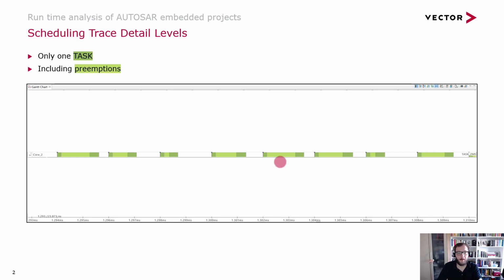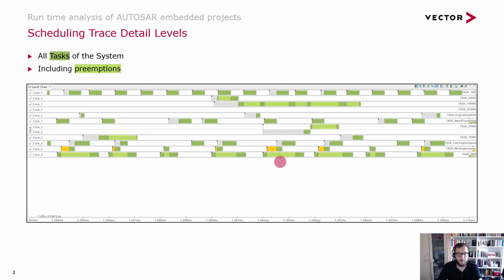Here in the next picture, you're able to see that we have not only recorded this one task, but additionally other tasks that are running inside this ECU. You can see on the left side the different cores that this system has. So we have two cores, core 1 and core 2. And you can see all the tasks and all the activations and terminations as well as preemptions.